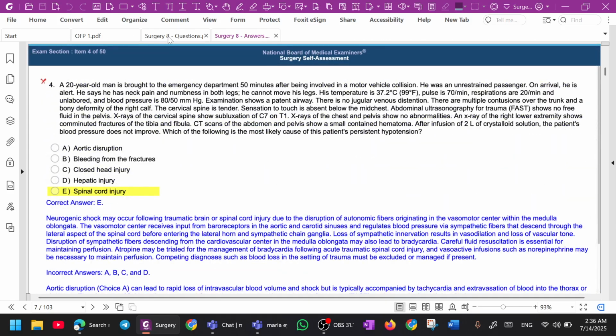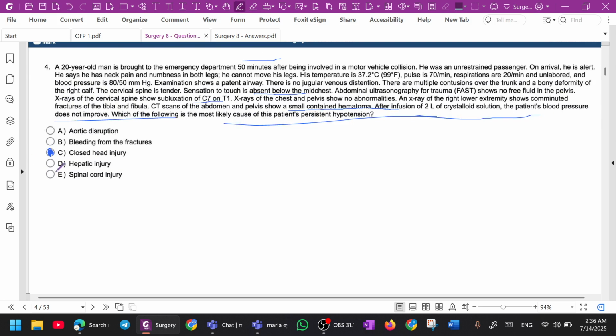The spinal cord injury. Neurogenic shock may occur following traumatic brain or spinal cord injury due to disruption of autonomic fibers originating in the vasomotor center within the medulla oblongata. The vasomotor center receives input from baroreceptors in the aortic and carotid sinuses and regulates blood pressure via sympathetic fibers that descend through the lateral aspect of the spinal cord before entering the lateral horn and spinal sympathetic chain ganglia. Sympathetic innervation results in vasoconstriction, so its loss causes vasodilation and loss of vascular tone.